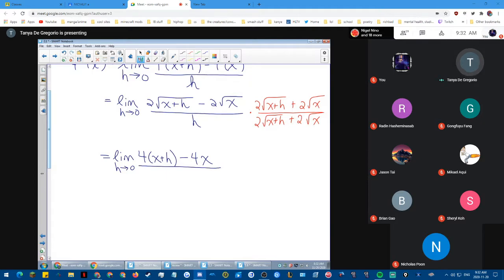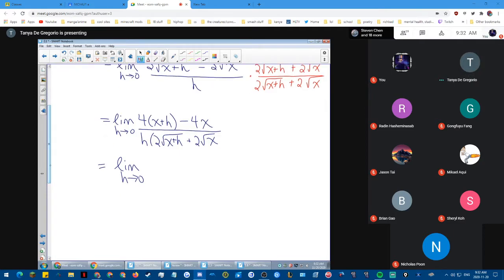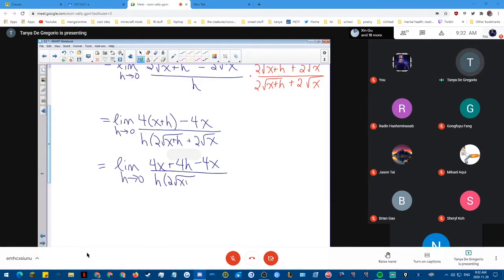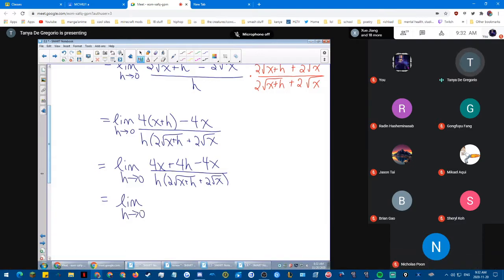Good. Do I expand the bottom? No. No. I'm just going to have to factor it out again. Okay, so what happens in my numerator? I ask again, what happens in my numerator? Yay, thank you. Who was that?